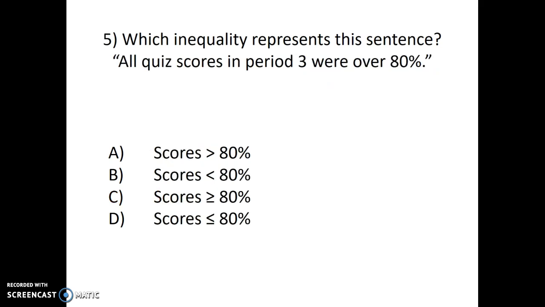Let's try one last problem. Pause the video and give it a shot. Okay, let's see how you did. All quiz scores in period 3 were over 80%. Did anyone get 80%? No. So the quiz scores cannot equal 80%. What is a possible score if all quiz scores in period 3 were over 80%? Well, it could be 81, 82, 83. Your scores can be greater than 80%. So A is the correct answer.